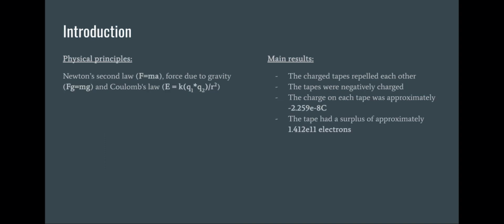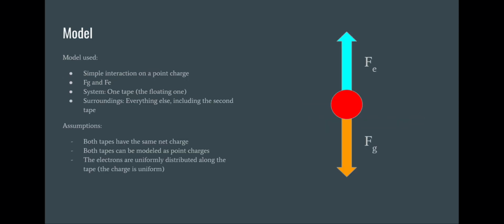The physical principles in this lab are Newton's second law, F equals ma, or in our case, the sum of the forces equals 0, force due to gravity, Fg, and Coulomb's law, E net. The application of Coulomb's law will be in force electric on the point charge. The main results of this experiment were that the charged tapes repelled each other. The tapes were negatively charged with an approximate charge of negative 2.3 e to the negative 8 coulombs and had a surplus of approximately 1.4 e to the 11 electrons.